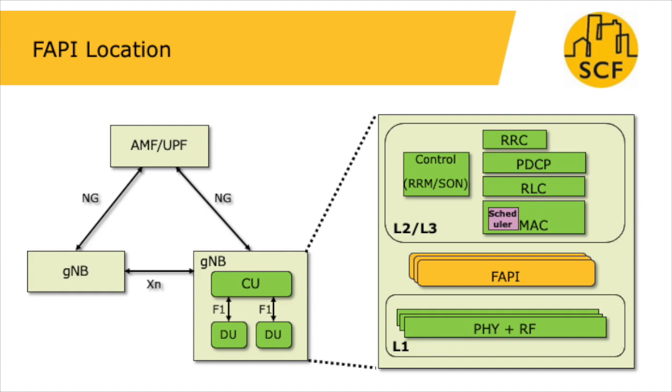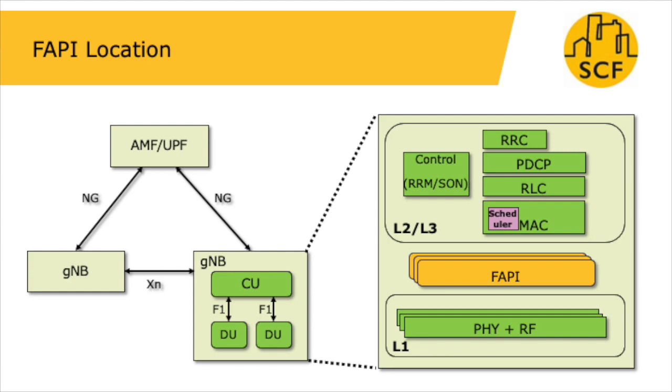So where is FAPI located? This diagram is the 3GPP's impression of a 5G network. We have our AMF, our UPF, so that's our 5G core. And then we've got our gNodeB, our base stations that make up our RAN. Within that base station, as mentioned quite often, we have this disaggregation, so we have CUs and DUs, and 3GPP do actually specify one interface there, F1.